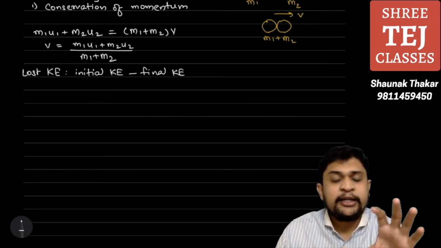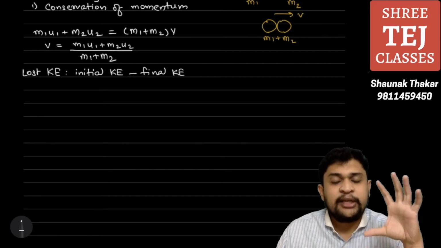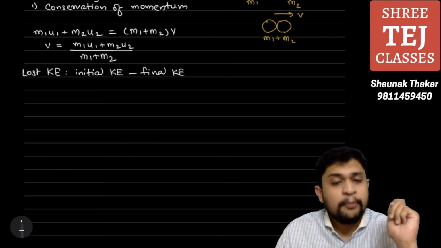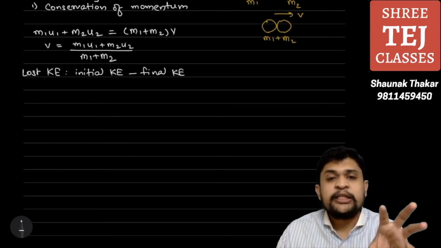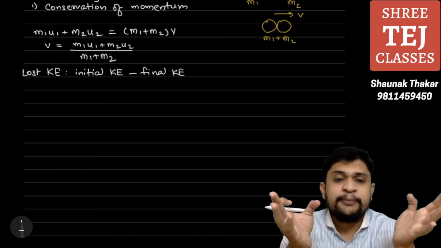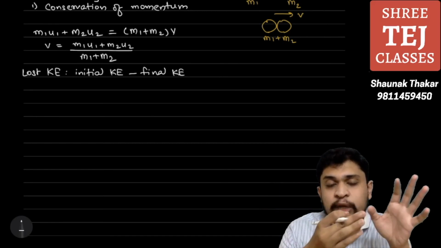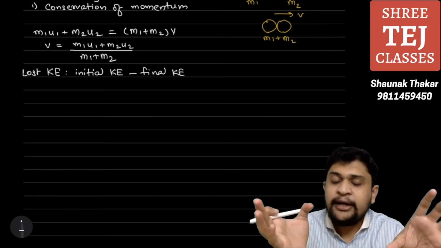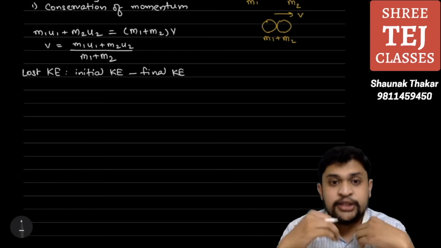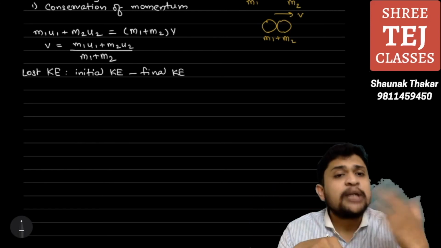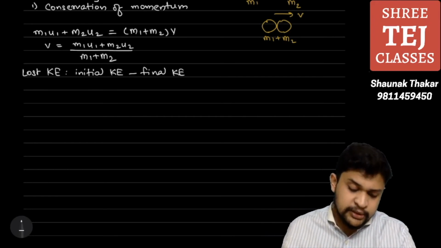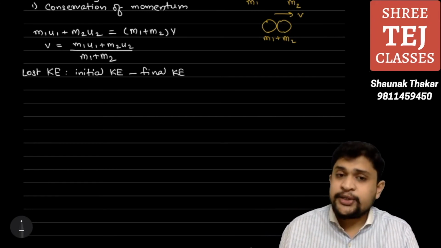Okay, kinetic energy which is initially present in the system, that is kinetic energy of body 1 and body 2, minus kinetic energy of the final system. So when they combine to form mass of m1 plus m2 with velocity v, what will be that kinetic energy? We have to subtract that from initial kinetic energy to get how much kinetic energy has been lost. So it will be lost to sound energy, light energy, heat energy. Okay. So let's see. What will be initial kinetic energy?